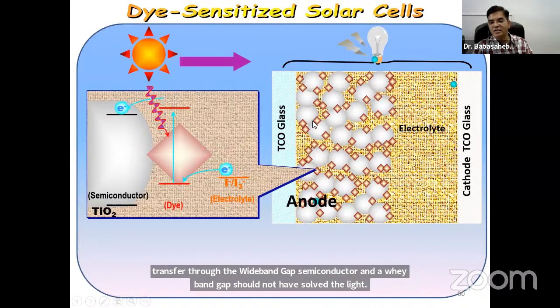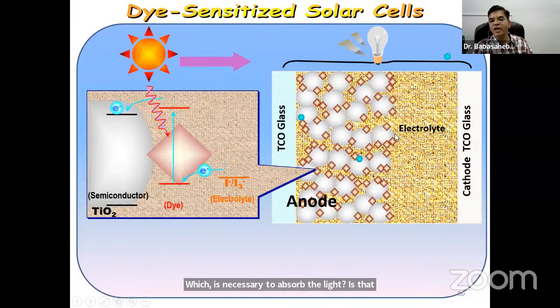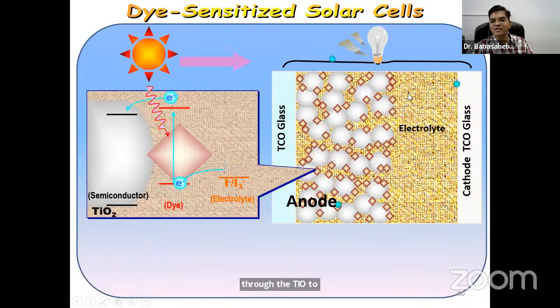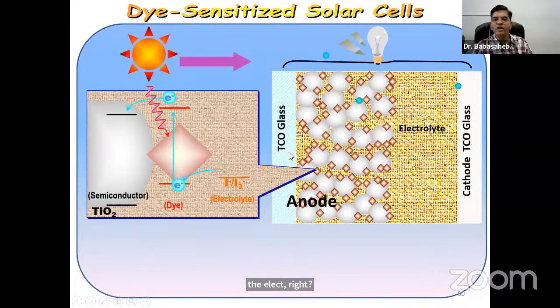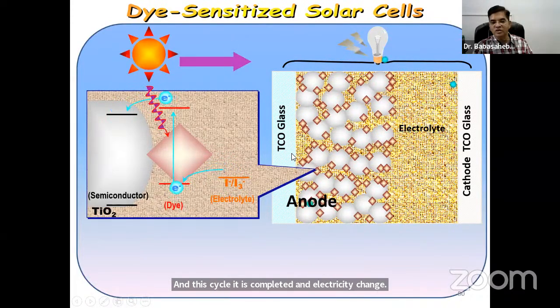The material necessary to absorb the light is the dye. So the dye is responsible for the absorption, which is responsible for the generation of the charge carrier. Whatever charge carrier is generated should pass through the TiO2 to the TCO, towards the load and towards the electrolyte, and this cycle is completed and electricity is generated. This is a simple way to understand the dye-sensitized solar cell.